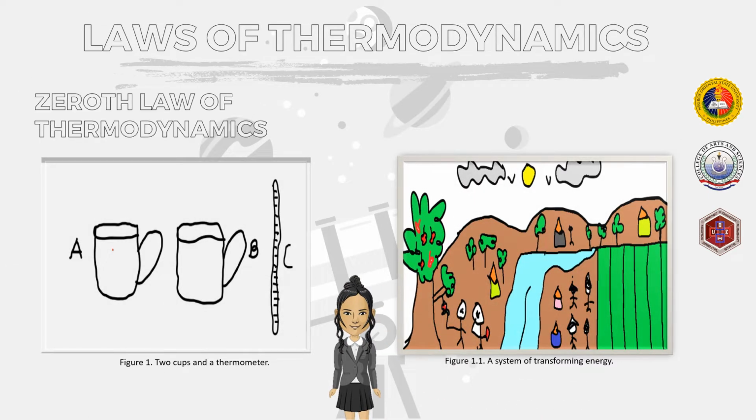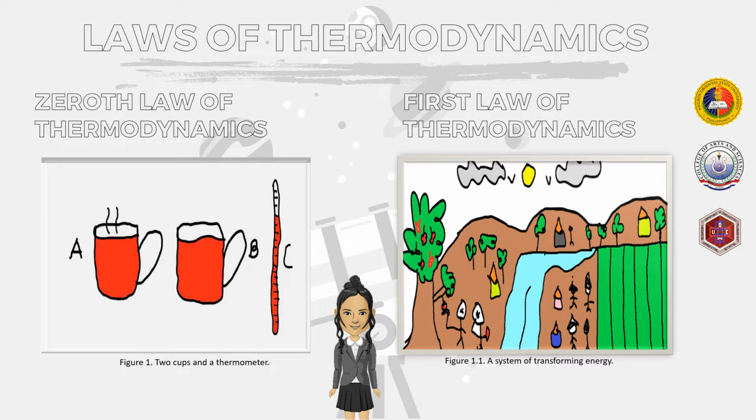So now, let's discuss the laws of thermodynamics. First, we have the zeroth law of thermodynamics, and then the first law of thermodynamics. In figure 1, we can see two cups and a thermometer. In figure 1.1, a system of transforming energy.